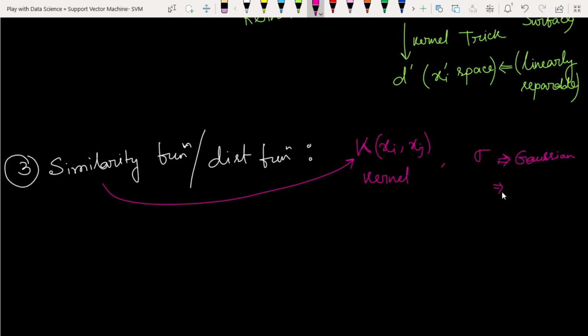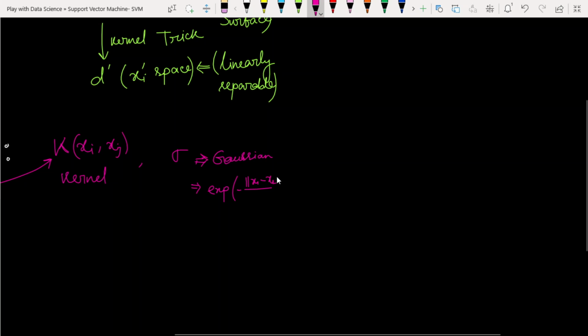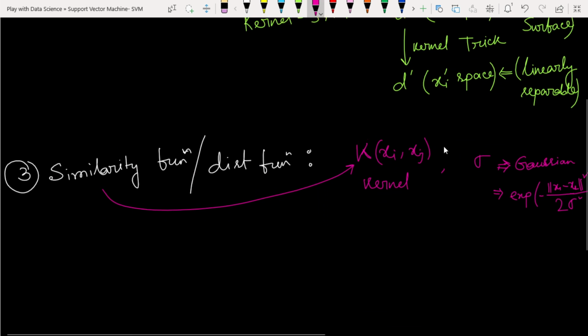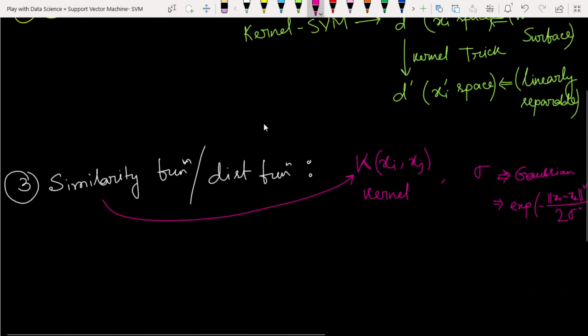It is the norm of x1 minus x2, whole squared, divided by 2 sigma squared. We have seen these kinds of functions as similarity functions, where we discussed the kernel RBF functions.